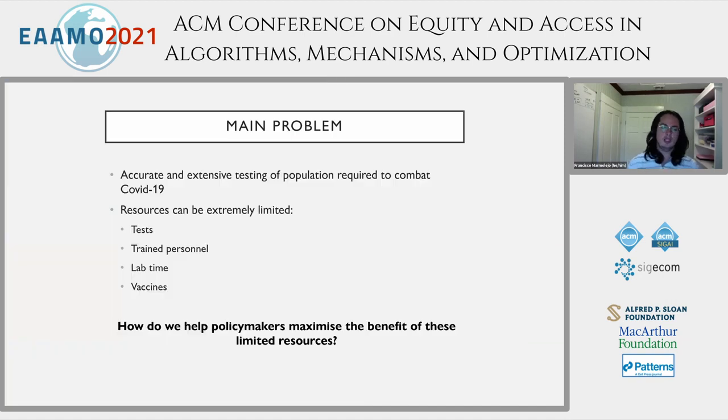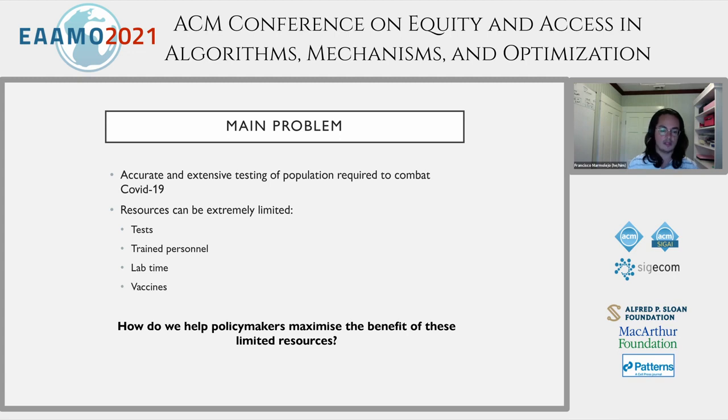And so the main problem that we seek to tackle is that of accurate and extensive testing of the population. This has been a key tool for epidemiological surveillance, and as we've seen in previous talks, resources have been very limited. And this talk will focus on testing as a resource, but that isn't necessarily the only resource that can be constrained. We could also have trained personnel be a constraint, lab time, or the availability of vaccines.